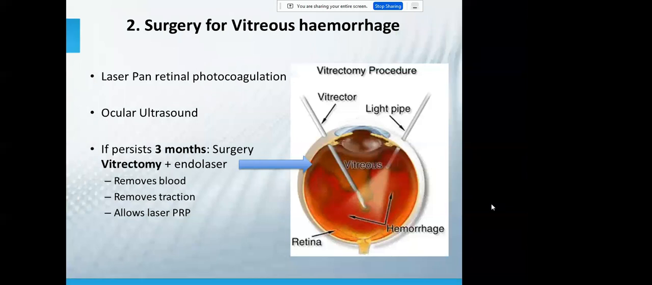So the surgery we have agreed is either we are doing laser, we do an ultrasound of the eye to check whether there's retinal detachment. Then we can also do vitrectomy whenever we have vitreous hemorrhage.